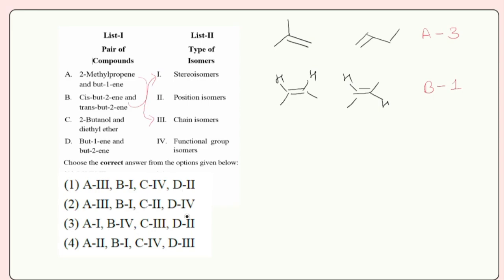Just check from the options. If you are lucky enough, there will be only one such option wherein A is 3 and B is 1. But here we have two options. So let's eliminate one of the options.